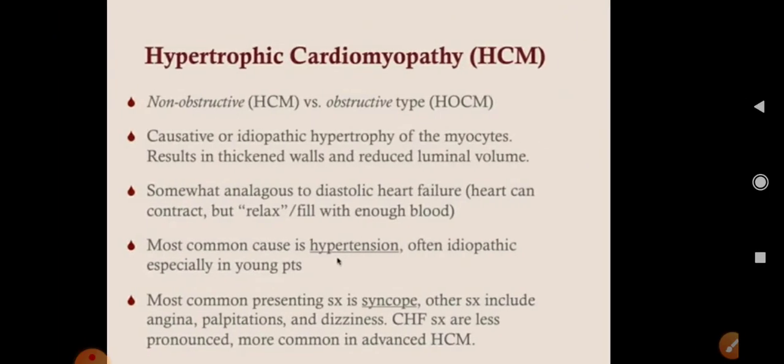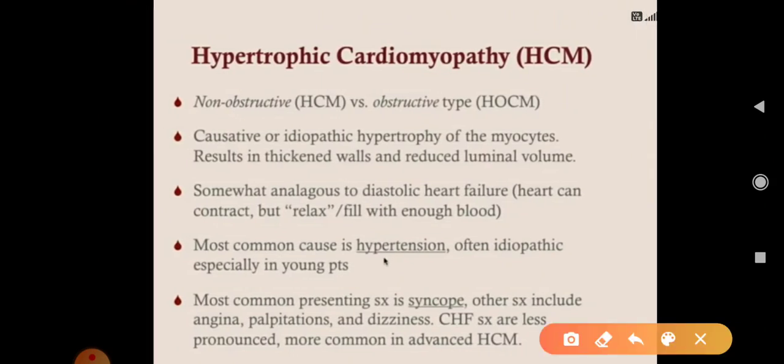Now, let's discuss hypertrophic cardiomyopathy: the non-obstructive type versus the obstructive type. Causative or idiopathic hypertrophy of myocytes results in thickened walls and reduced luminal volume. Somewhat analogous to diastolic heart failure, the heart is not able to relax but contracts well, so not enough blood is filling. That's why it's hypertrophic cardiomyopathy.